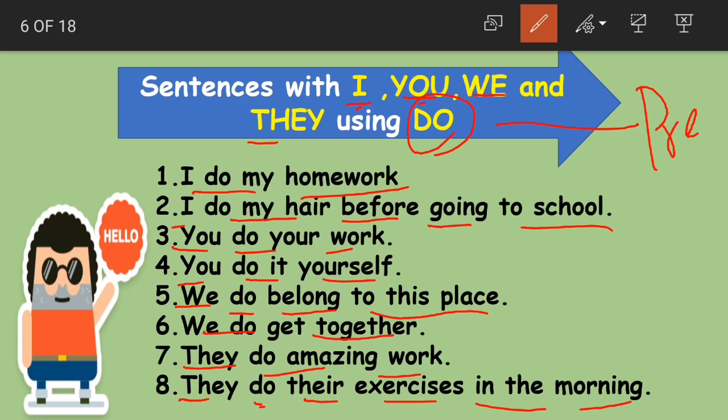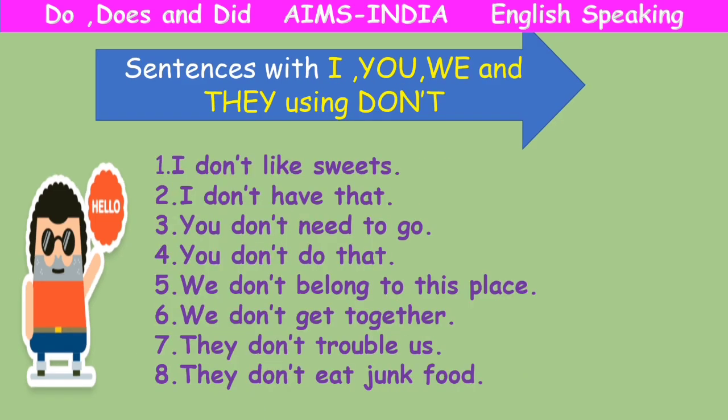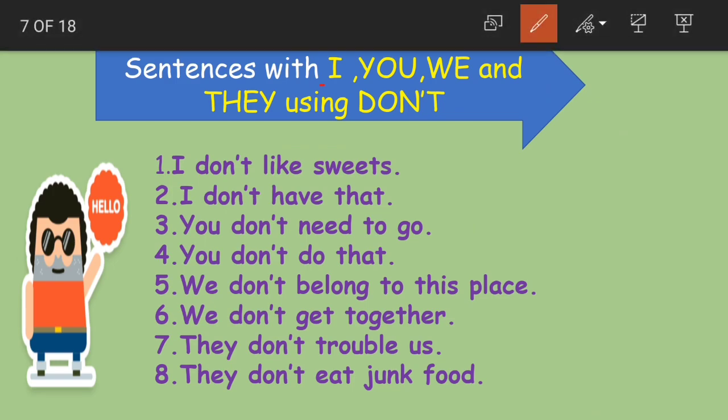Clear, children? Have you seen here? So after I, you, we and they, we have used what? We have used do. Why? Because all these sentences are in present tense. Clear, children? Yes, now we'll see some more sentences using don't. Okay. So with which pronouns? I, you, we and they. Okay. So again we are going to use these sentences.